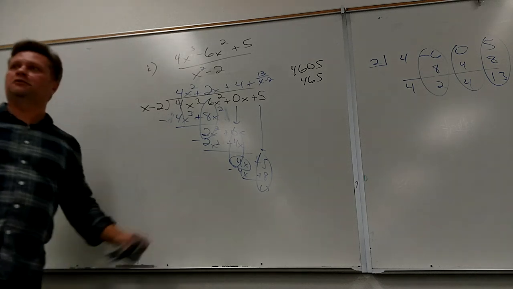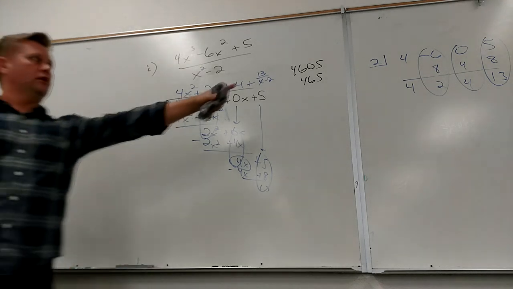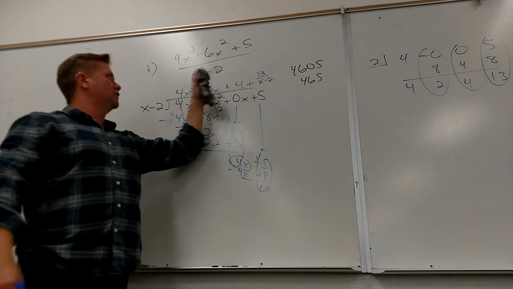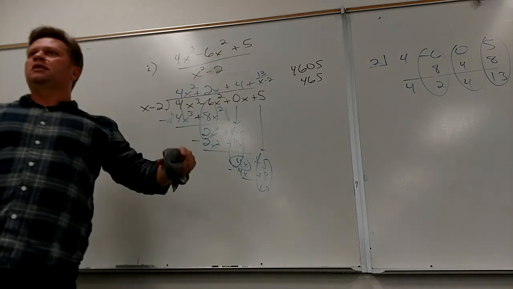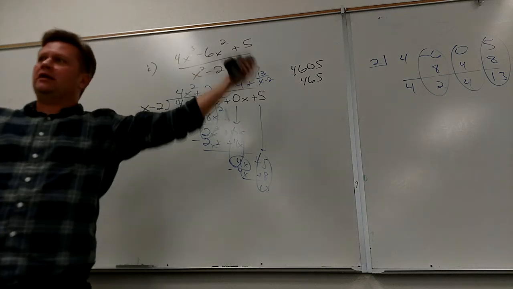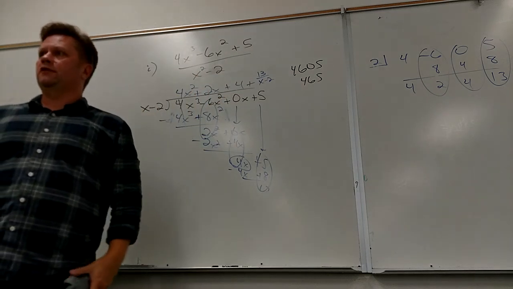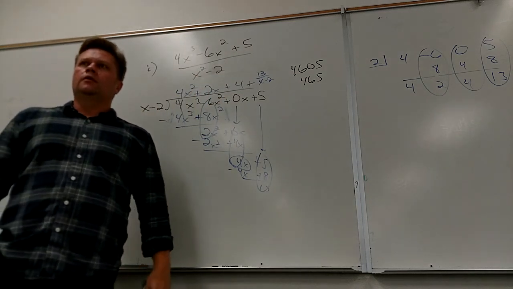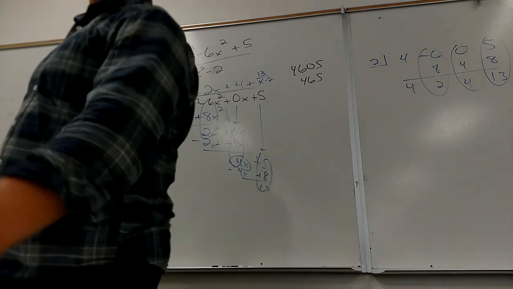Or yeah, I could just add a coefficient too. It only really works if it's x plus or minus a number. If it's 2x plus or minus a number, it's dead. If it's x squared plus or minus something, it's dead. You've got to use long division. But you're not going to do that to us.